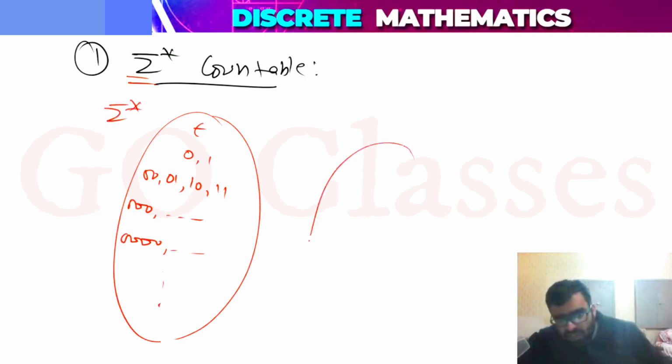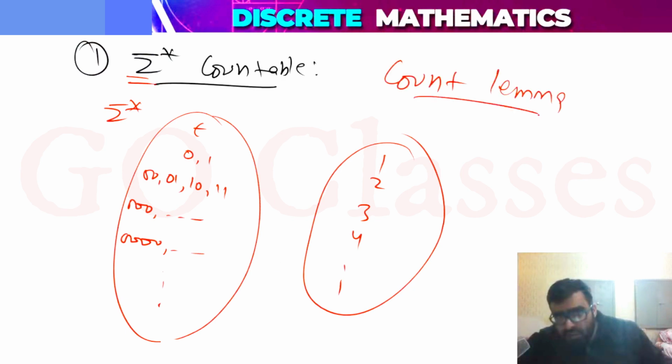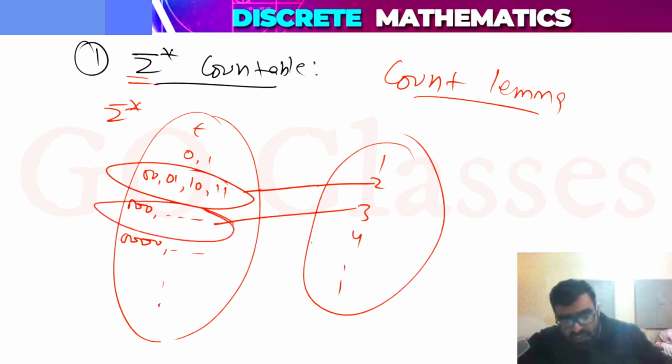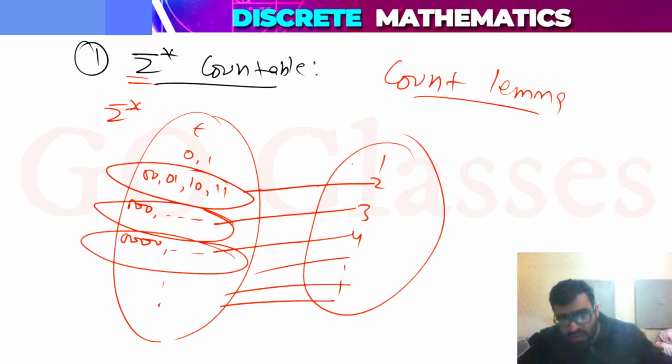Now I can prove that this is countable, and the proof is very easy. The same countability lemma I will apply. What I will do, to every natural number, I will assign some finite number of elements. For example, to this 2, I will assign all the 2 length strings. To this 3, I will assign all the 3 length strings. To this 4, I will assign all the 4 length strings, and so on. To this one I will assign the remaining things, these three things, epsilon, comma, 0, comma, 1.